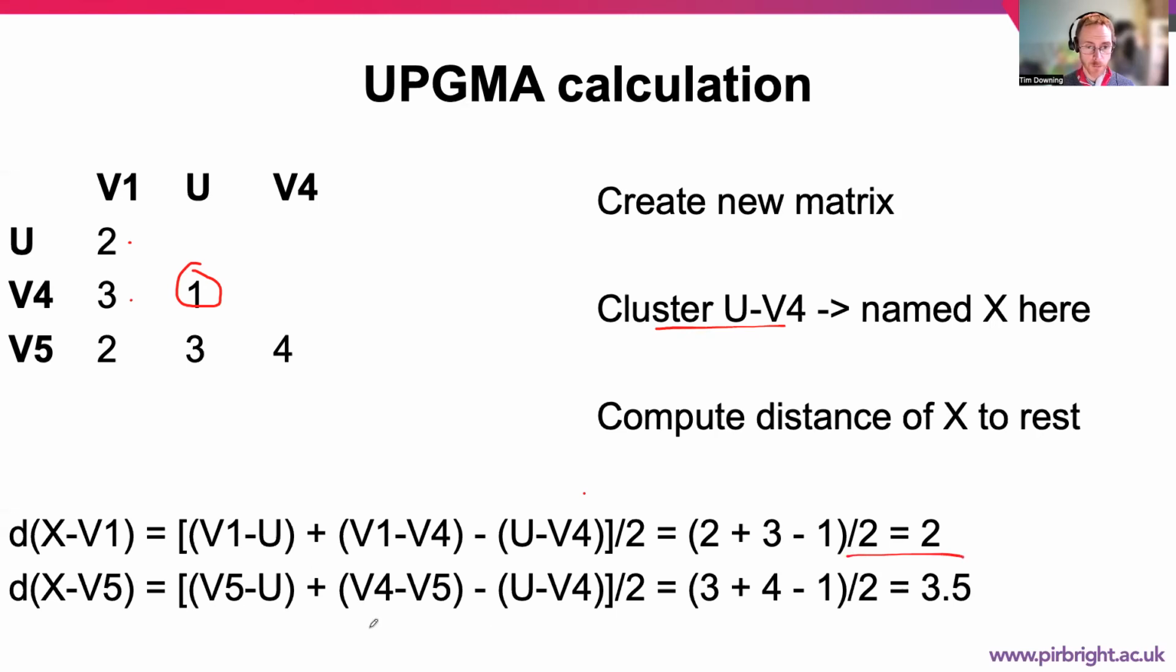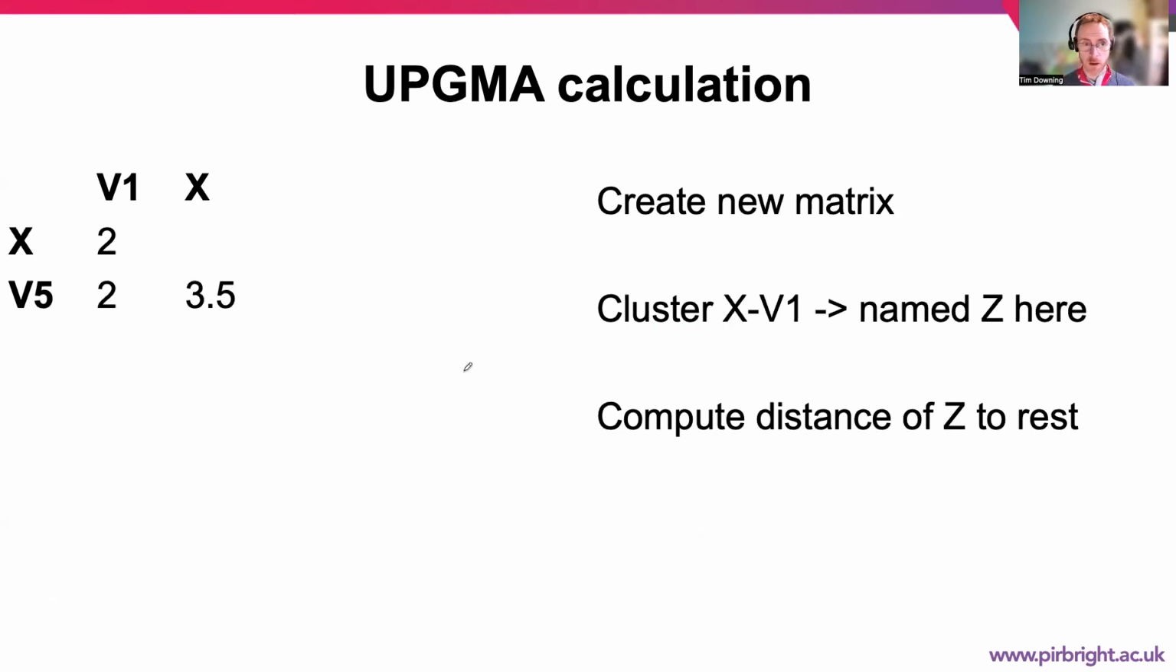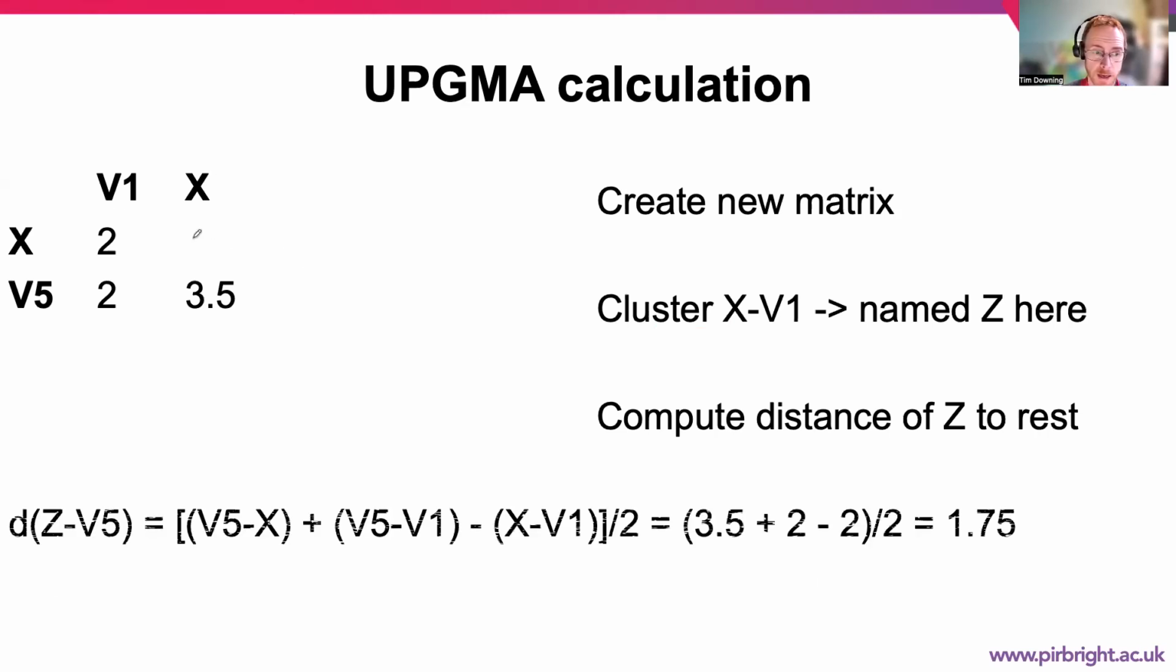And V5 is more divergent. So you get a value of 3.5. And therefore, we cluster V4 with U, and we're comparing then the next stage is just that new cluster X versus V1. So call that Z, and we compute the distances in the same way. V5 versus X is, where's V5 versus X? 3.5. V5 versus 1 is 2. And so we get these values here to give us the final branch distance length.